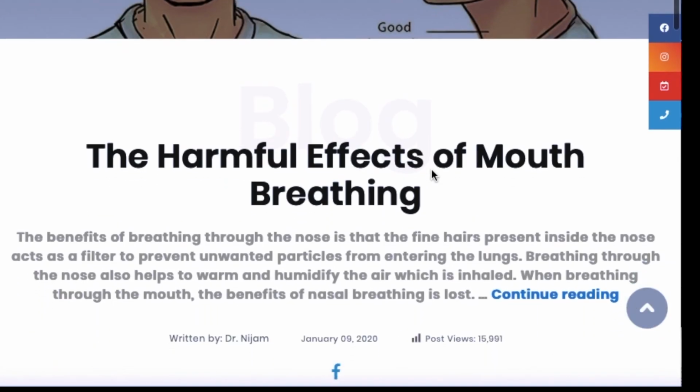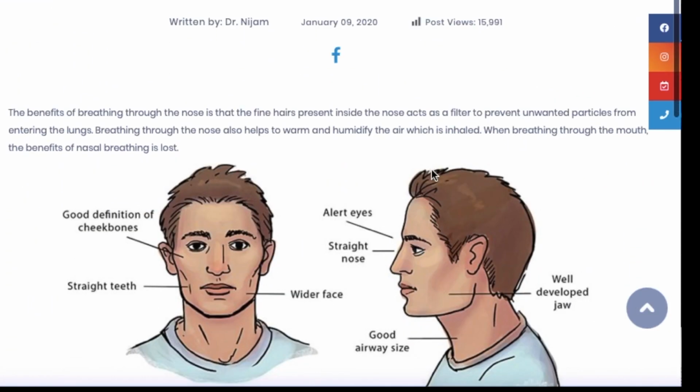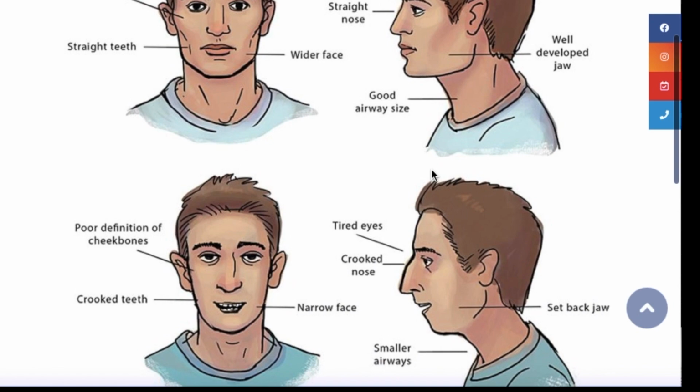But if we look over here at the harmful effects, you can see that there can be a poor definition of cheekbones, crooked teeth, narrower face, and then over the other side, a possible setback jaw, smaller airways, crooked nose, tired eyes. This happens because when we use something, we grow it.